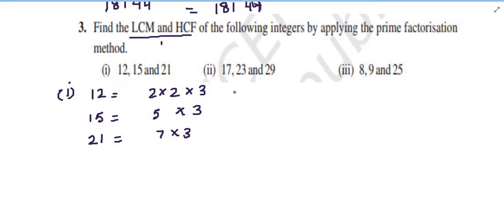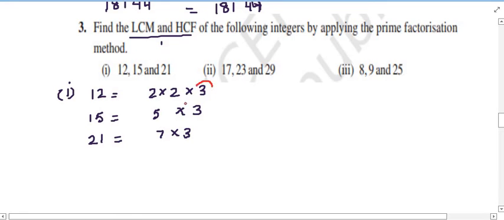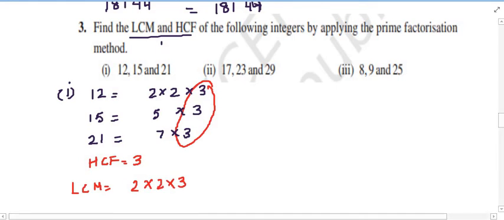Now we will make the pair of the common prime factor that is in all 3. 3 is the only prime factor that is a factor for all the numbers. So it means HCF is 3, and for LCM, take the prime factors of any number. Let's take 12, that is 2 times 3, and multiply it with the remaining factors of the other two numbers, that is 5 times 7. So if we multiply all these, we will get 420.